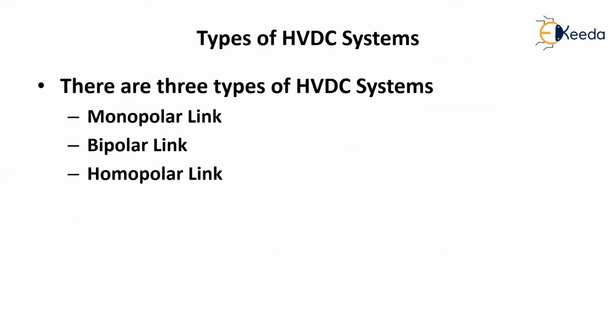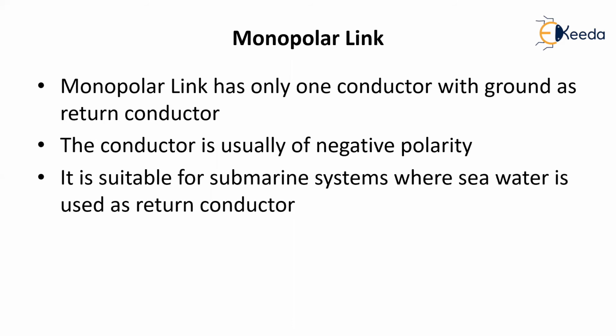So basically, HVDC systems can be categorized into three types. The first one is monopolar link, second one is bipolar link, and third one is homopolar link. So based on the requirements, I will select which link to use in which application. So let us start with monopolar link.